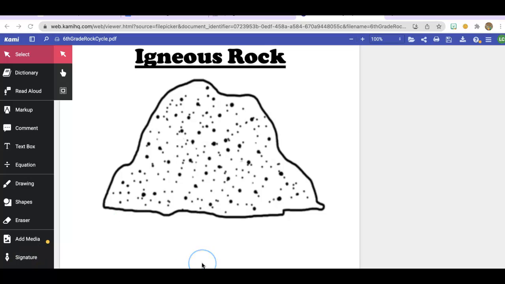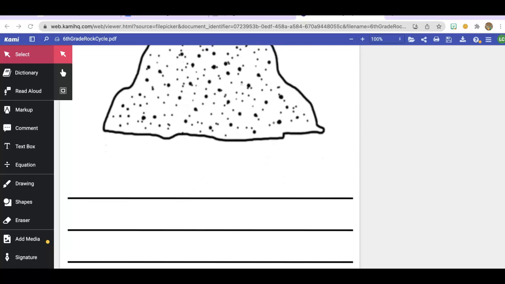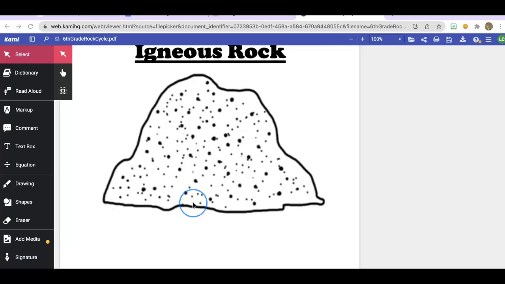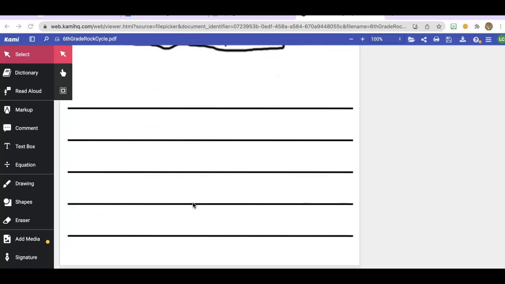Hello science students. Today I'm going to help you prepare one of the pages in your rock cycle book. So in front of you, you should have the Igneous rock paper. It looks like what's on my screen right here. You have the rock and then you have the blank lines underneath.